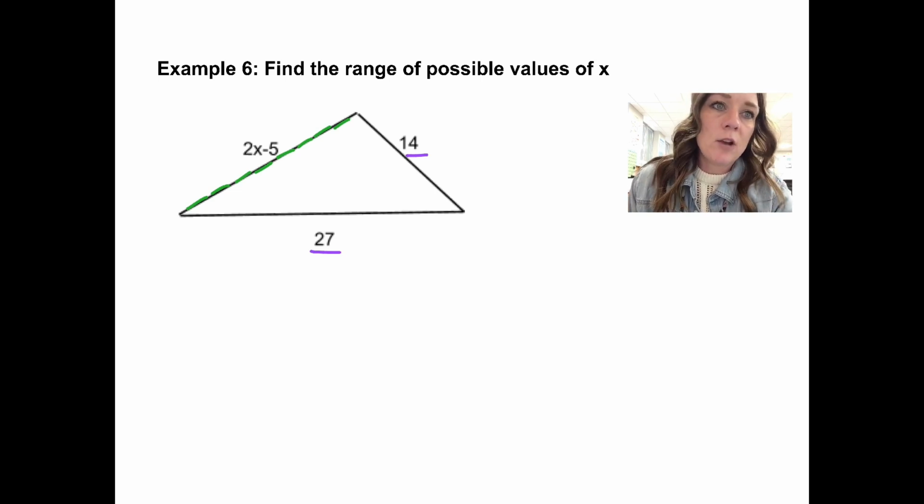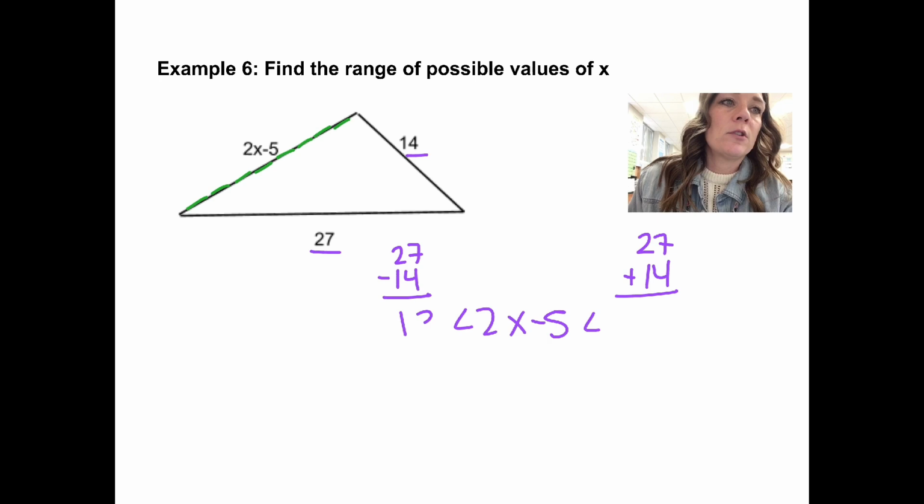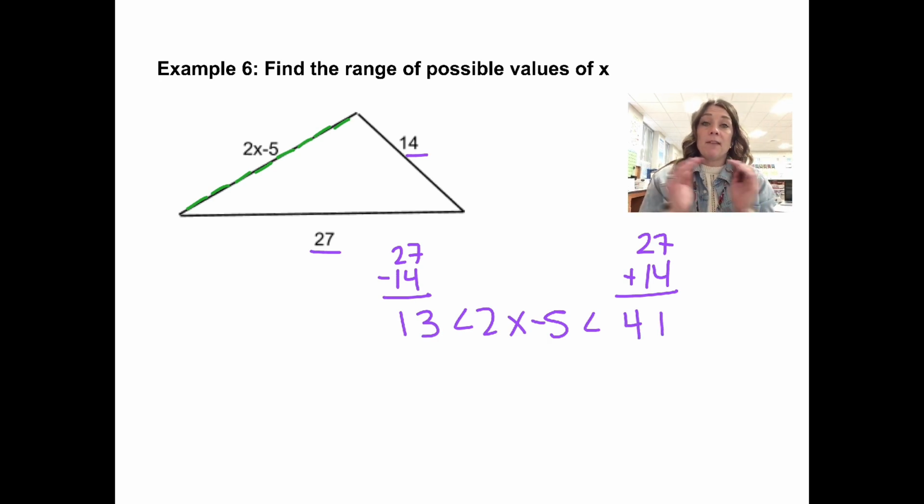We're going to subtract the numbers, 27 minus 14. We're going to add the numbers, 27 plus 14, but instead of putting just an X in the middle of their answers with two less than symbols, we're actually going to put in the 2X minus 5, okay, with the less than symbols. So this is what, 13, this is 41. So 2X minus 5, that side length has to be between 13 and 41. I don't know what x has to be yet, but I know that that side length has to be between 13 and 41, the same way that all those other ones did.